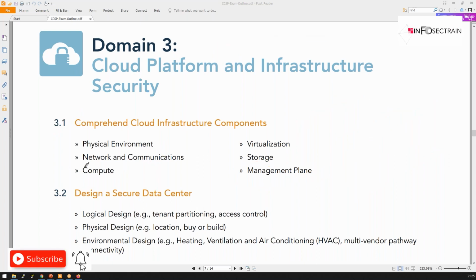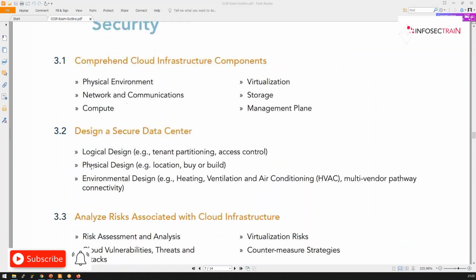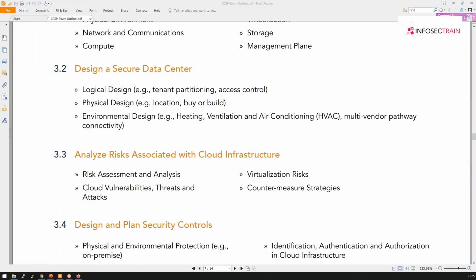Then the next thing which we have to understand in this perspective is designing a secure data center. When I talk about designing a data center, we have two levels of design: a logical design and a physical design. Team, when I'm designing something, which one will come first, the logical design or the physical design? When you go to any infrastructure, the logical design will come first.